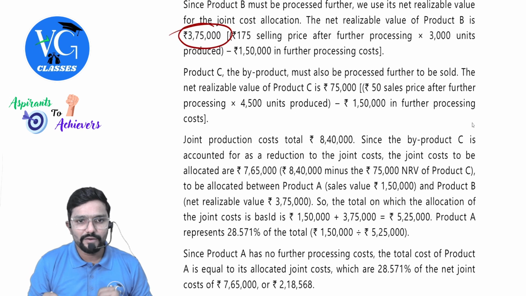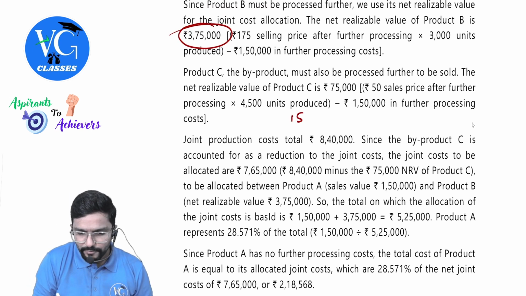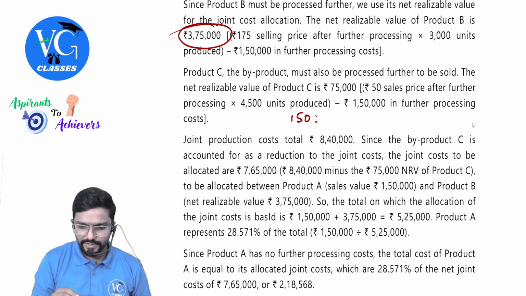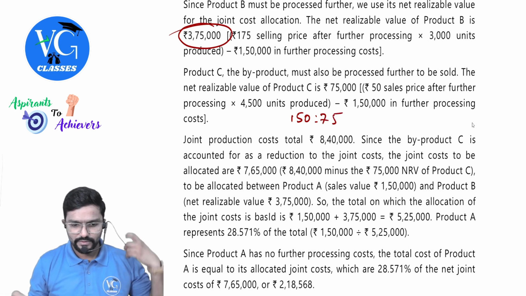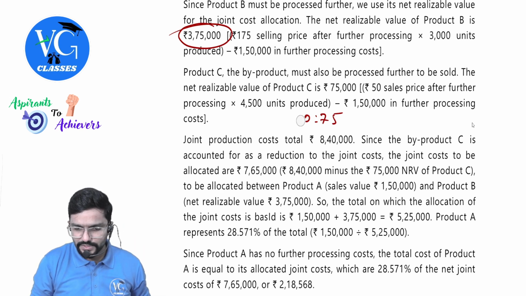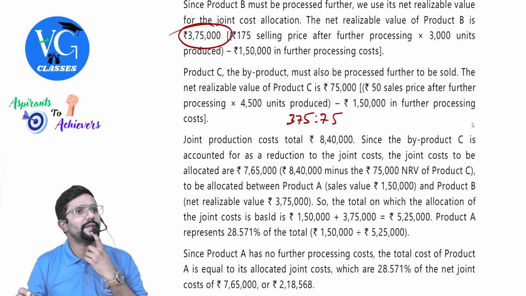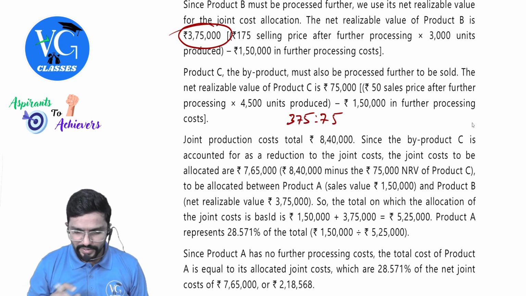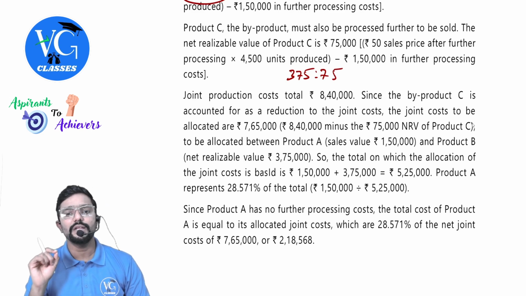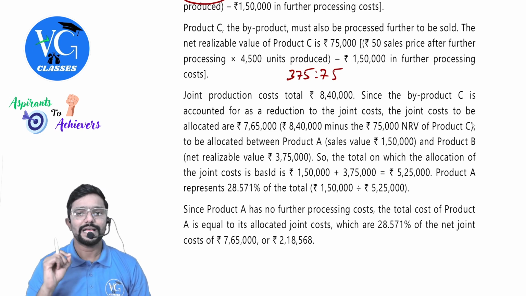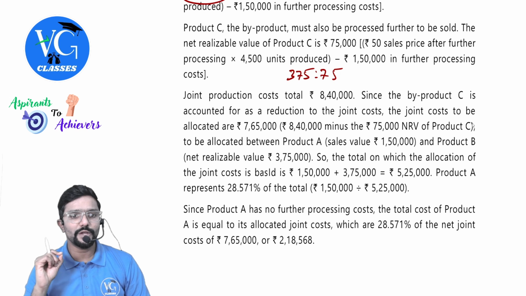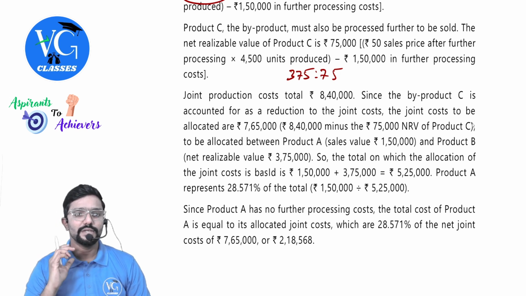So what is the ratio we have got? 1,50,000, that is 150, is to 375, and the byproduct is 75. Joint production cost total is 8,40,000. Since byproduct C is accounted for as a reduction of the joint cost, the joint cost to be allocated is 7,65,000.